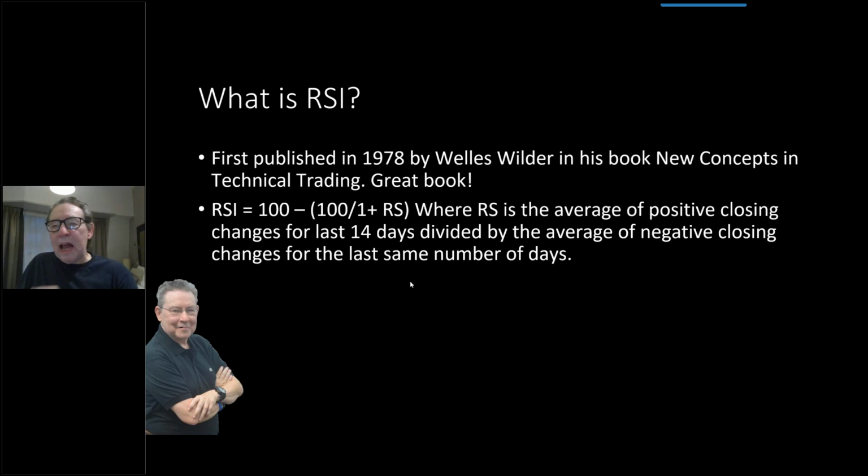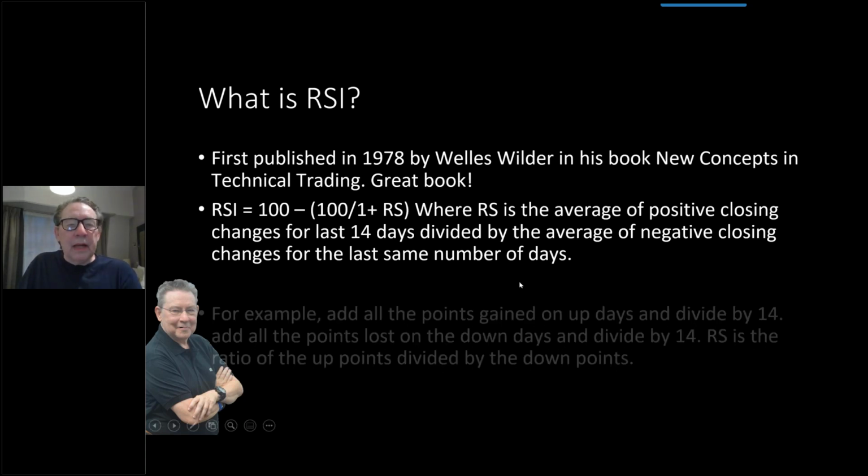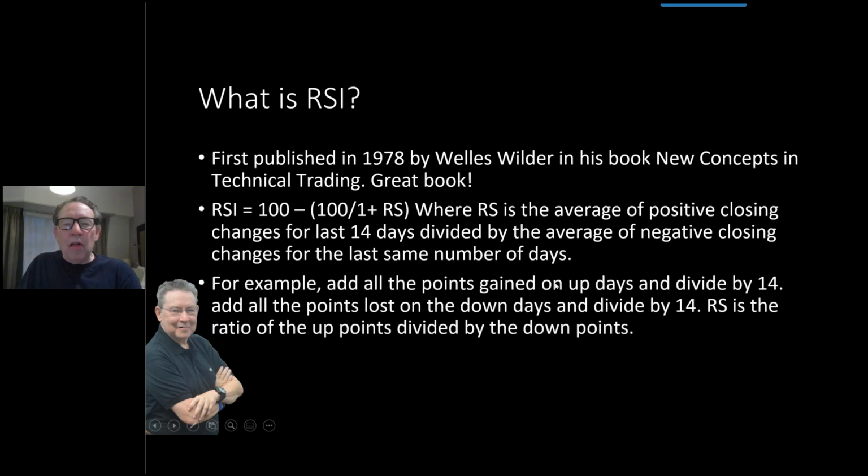So write that down. Whenever you listen to me talk, you should always have a piece of paper and pen nearby. There's the formula for RSI. You can get it on the internet too. So if we add up all the points gained on up days in the last 14 days and divide by 14, then we add up all the points lost on the down days and divide by 14. And RSI is simply the ratio of that.